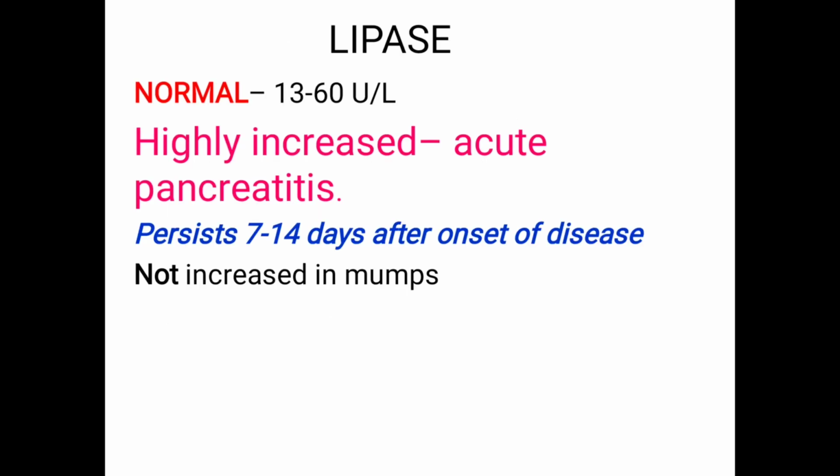Lipase normal is 13 to 60 units per liter. It is increased in acute pancreatitis, persists 7 to 14 days after onset of the disease. Not increased in mumps. This last point is important. It is not increased in mumps. But lipase is particularly for acute pancreatitis. But amylase also increases in the case of mumps, because amylase is also secreted by salivary gland. These points you have to remember.